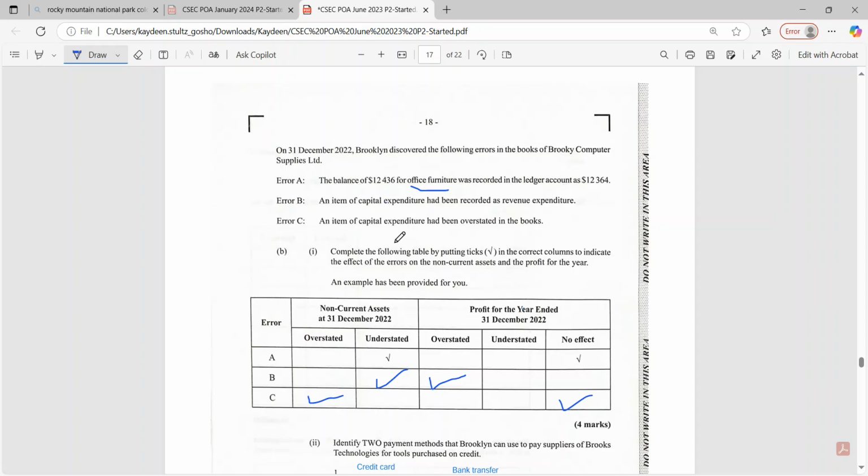Error C, an item of capital expenditure had been overstated in the books. So if capital expenditure was overstated, that means that non-current assets are overstated because we said that capital expenditure would increase the value of the non-current asset. And it would have no effect on the profit because non-current assets are not recorded in the income statement.